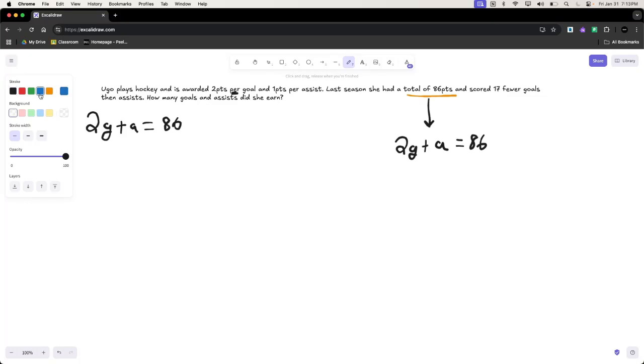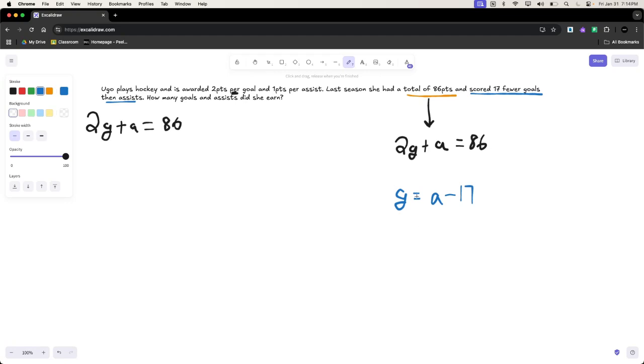I'm going to use blue for that. The next clue. And that is scored 17 fewer goals than assists. This is telling us direct relations between the goals and the assists. So we can model this relation in the form of a mathematical equation. So in this case, how I'm going to model it is through goals. So goals will equal A minus 17.